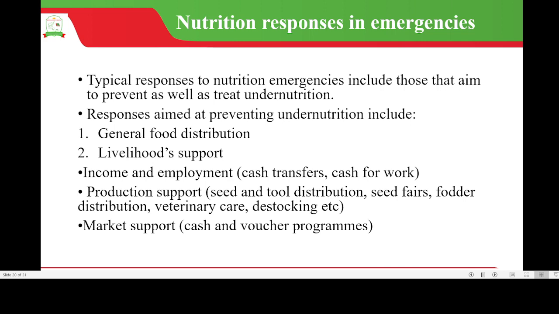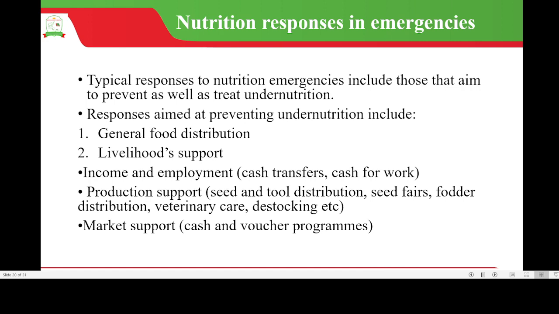Nutrition responses in emergencies. The typical responses to nutrition emergencies may include those that aim to prevent as well as treat undernutrition. The responses aimed at preventing malnutrition include general food distribution and livelihood support. Under livelihood support, we have income and employment in the form of cash transfers and cash for work. Then production support in terms of seeds and tool distribution, seed fairs, fodder distribution, veterinary care and destocking.